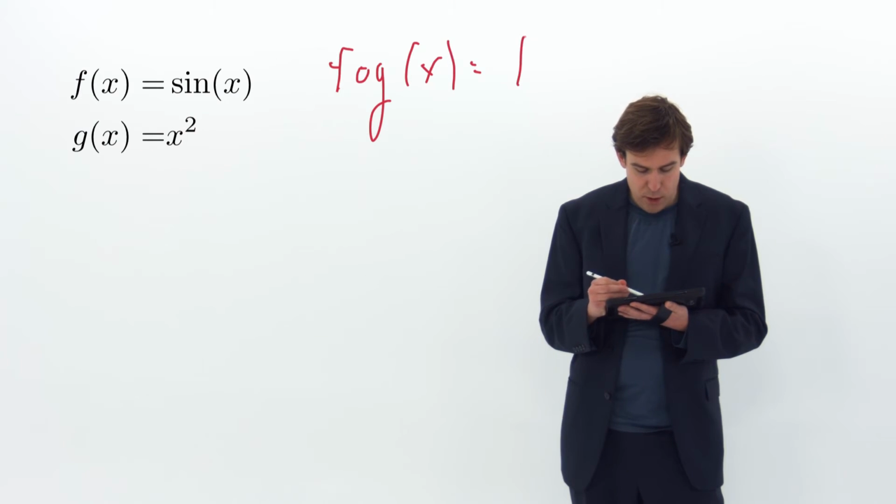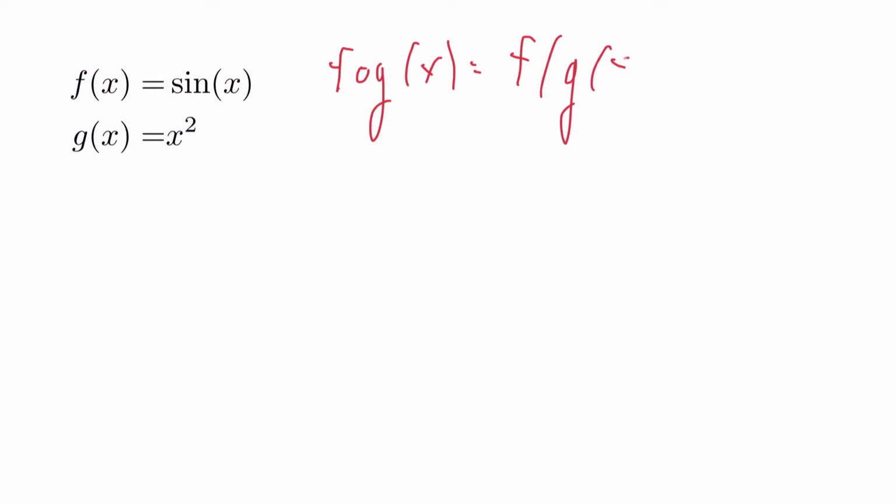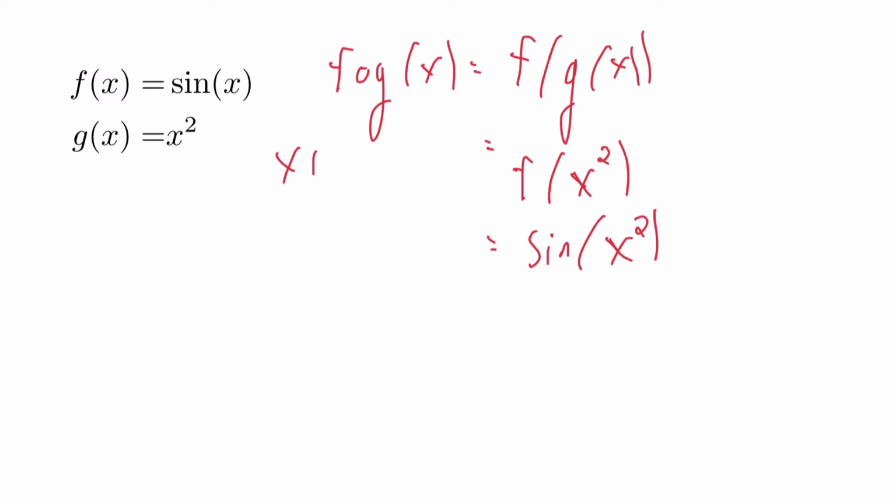So this is equal to f of g of x. So I would say let's plug in g of x, which is x squared, and then plug in that into f. So sine of x squared. So in this case, the picture is x first goes to x squared, and then goes to sine of x squared.